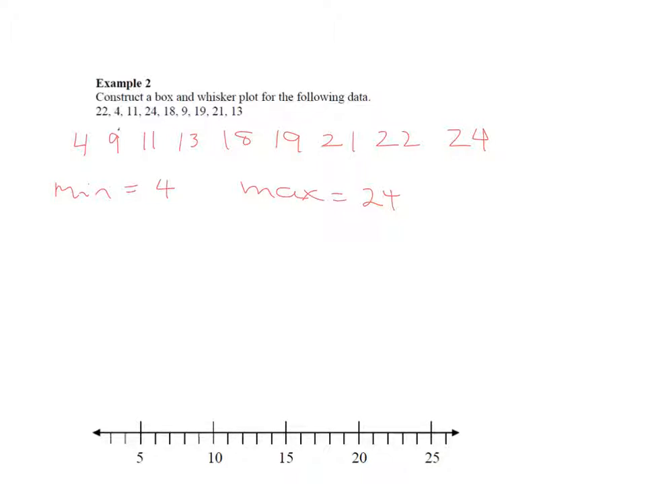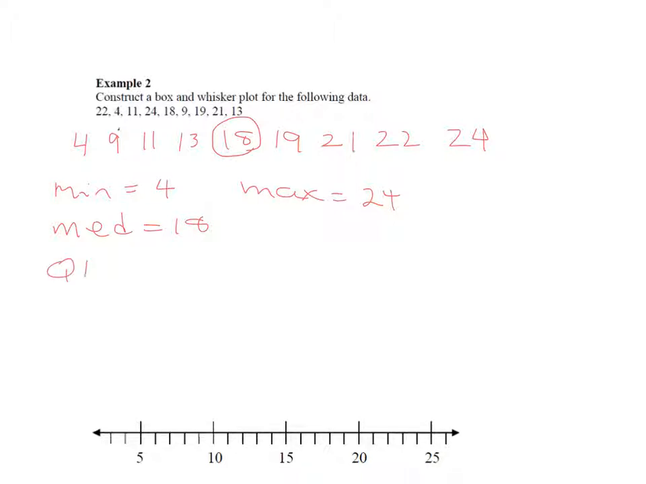Then let's look at our median. We have 1, 2, 3, 4, 5, 6, 7, 8, 9 sets of data. So the middle number is 18, so our median is 18. So we have 3 of the sets of data.